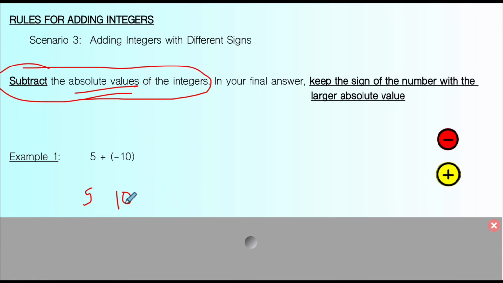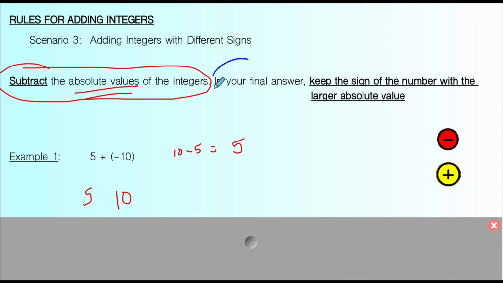Negative 10 is 10 spaces away. 5 is 5 spaces away. So I have their absolute values written down, and it says to subtract them. So what is 10 minus 5? It's 5. So then my last step, let's read the second half of the rule.